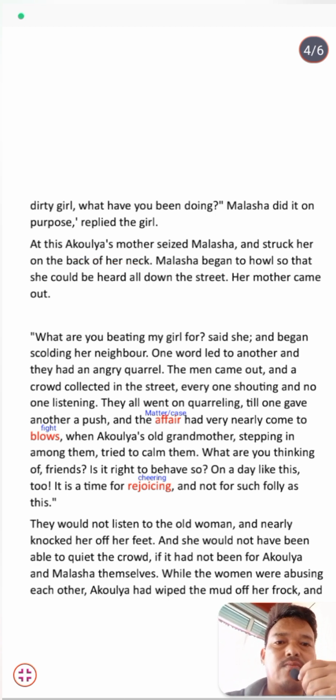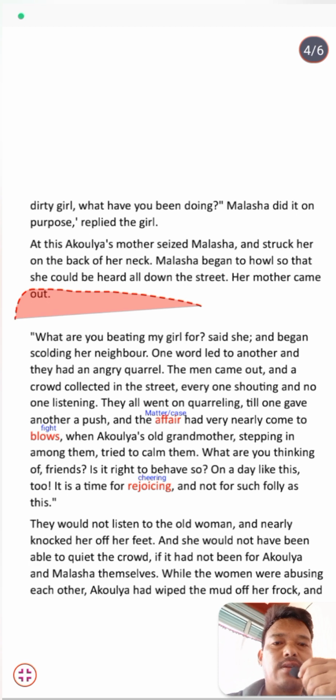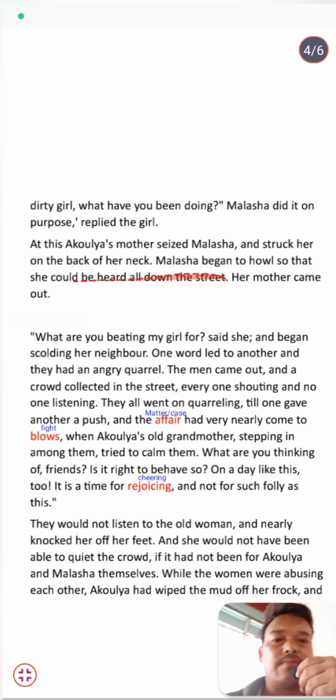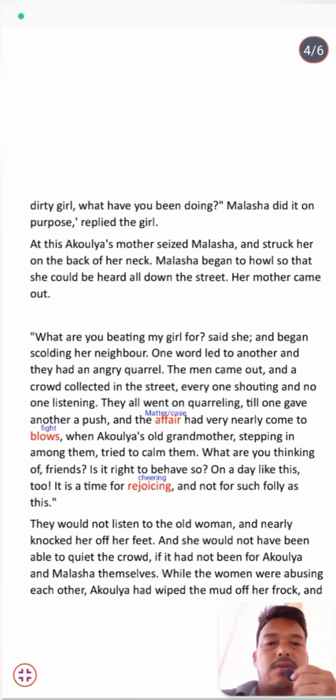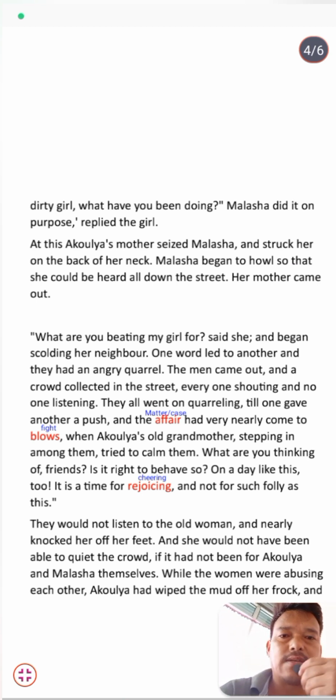Malasha began to bawl so that she could be heard all down the street. Her mother came out, and Malasha cried in such a way that everyone could hear her voice in the street. And after that, what happened, students? Malasha's mother came out after hearing the screaming of Malasha.